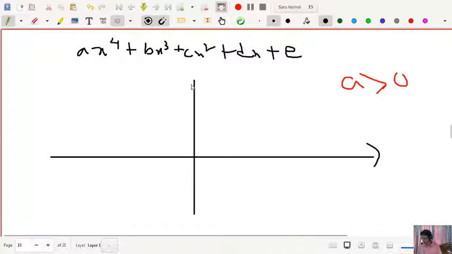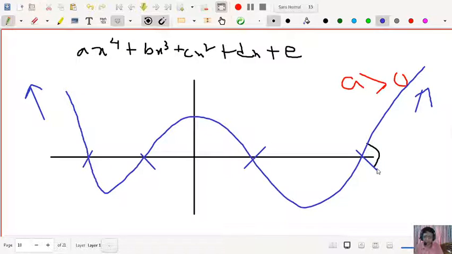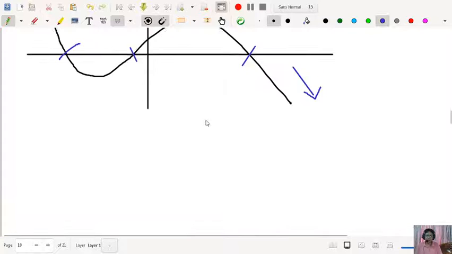So it will be like this. You can check. It rises to the left and rises to the right, and it must have 4 zeros. In this case I am showing you the real zeros, no complex, the real intersections with the x-axis, right? So this is the case when the leading coefficient is greater than 0 and the degree of the polynomial is even.